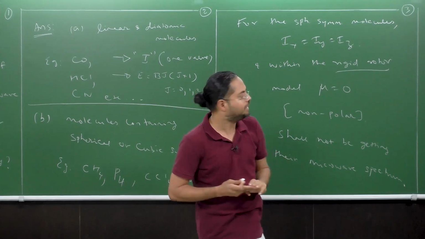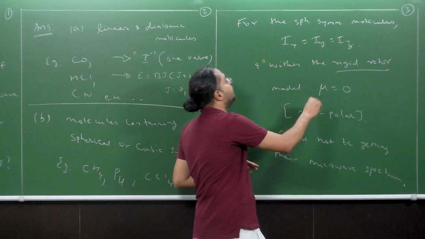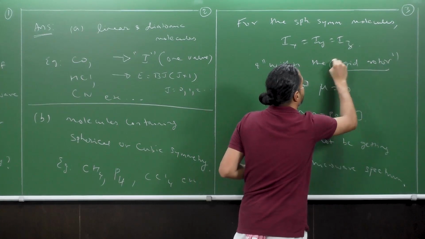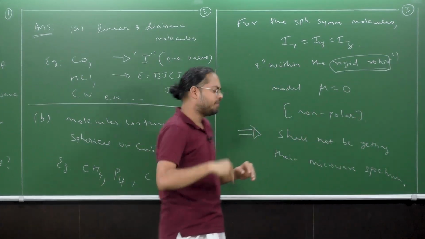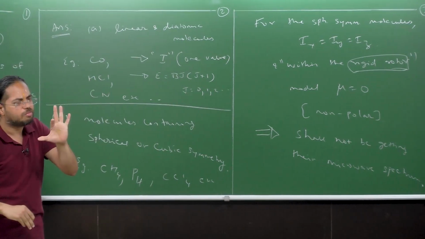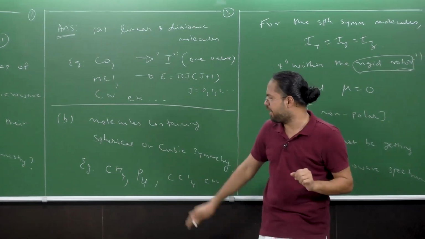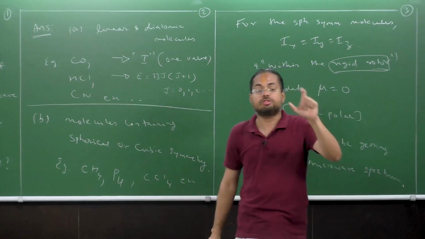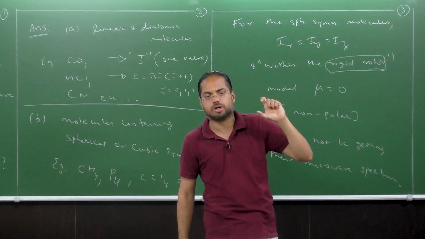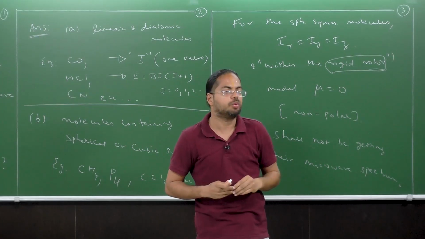However, there is a catch. It is only under the assumption of the rigid rotor model. In reality, for example in methane, there could be some minor deviations from the rigid rotor model, and for some of these molecules you could get the microwave spectrum due to the distortion from the rigid rotor model, which is actually called the centrifugal distortion.